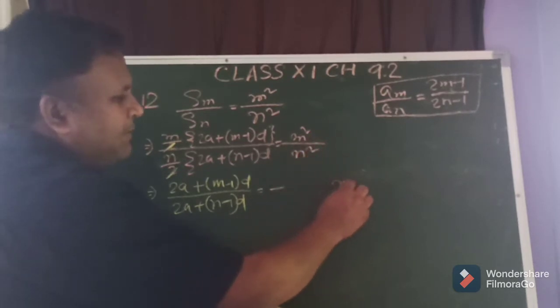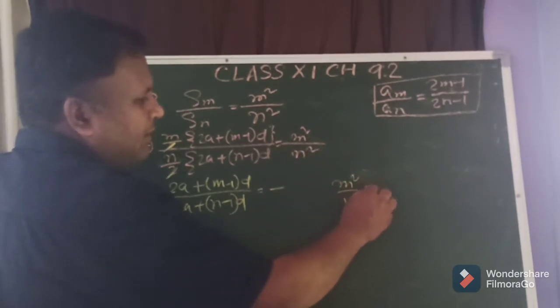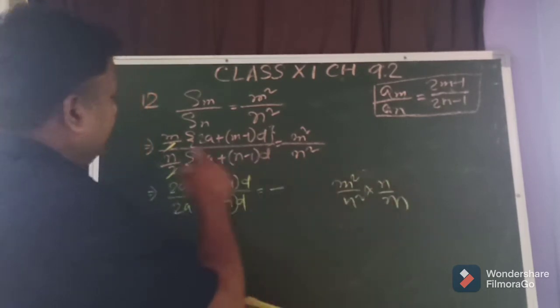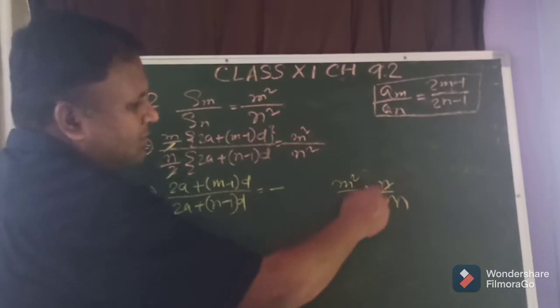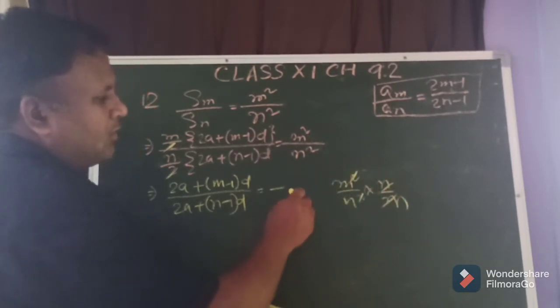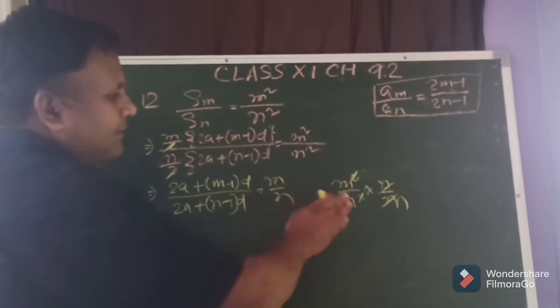So it is m square by n square into, it will be n by m. This is m by n, then if you go that side it will be n by m. So it should cut 1 1. So you get m by n. This is a simple answer.